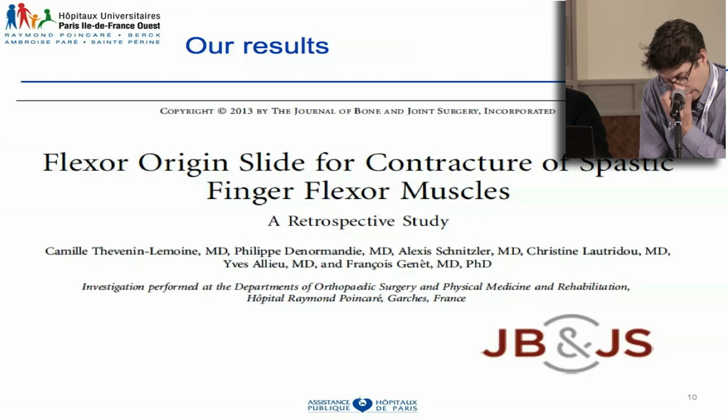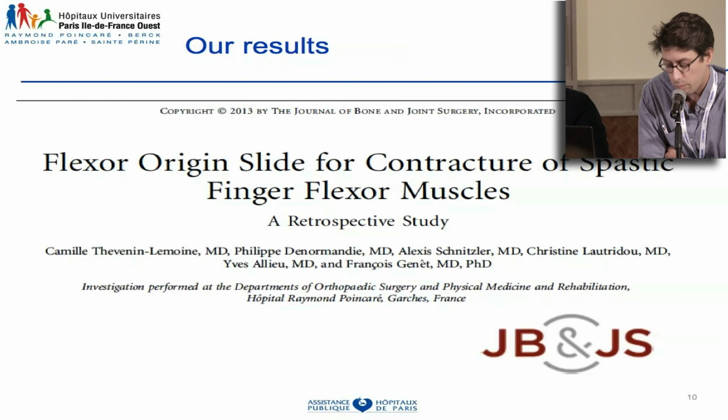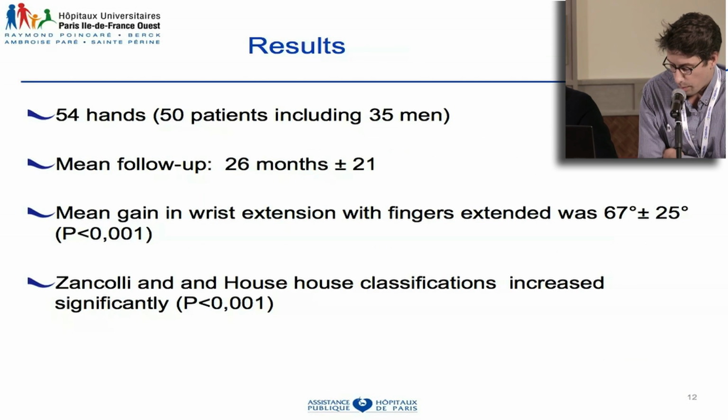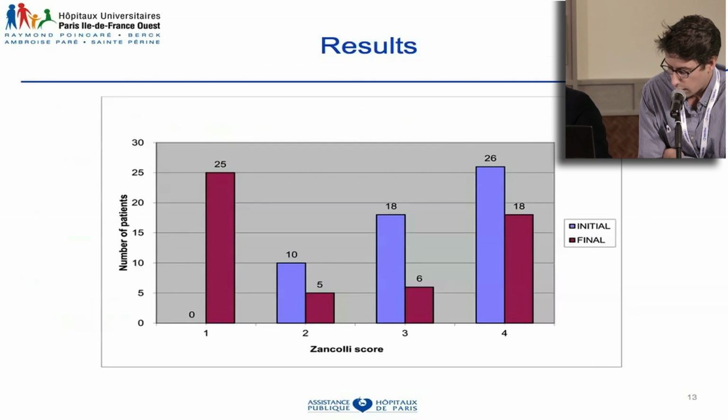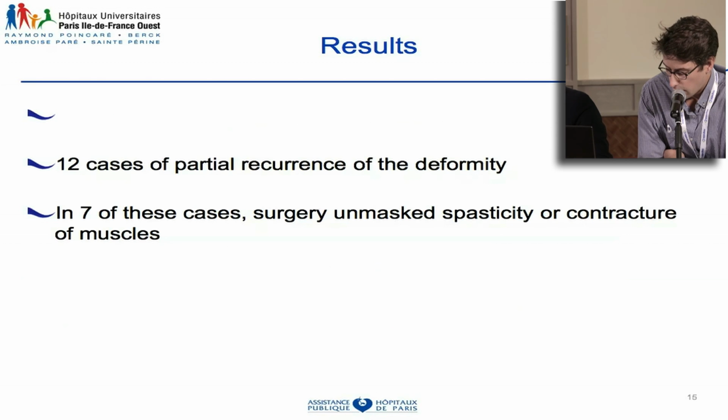So you understood that at Garches we prefer the Scaglietti-Page procedure in patients with functional abilities or functional potential. And here are the results of a retrospective study that we carried out. The aim of the present study was to assess the amount of increase in extension and the improvements in global hand function that can be expected following this lengthening procedure in patients with CNS disorder.